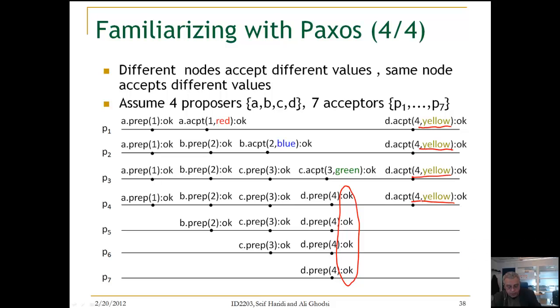So if we look at the different acceptors, we can see here that P1 accepts a red and then accepts a yellow, always with a higher ballot number, that's clear. P2 accepts a blue and then a yellow, and so on, and then only P4 accepts only a yellow. So here we have a situation where an acceptor can accept different values, and the next value to accept is a value with a higher proposal number.